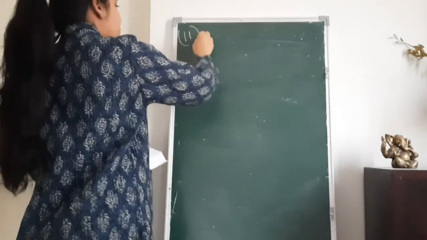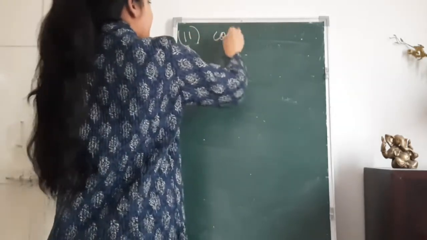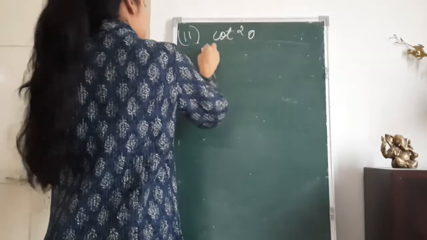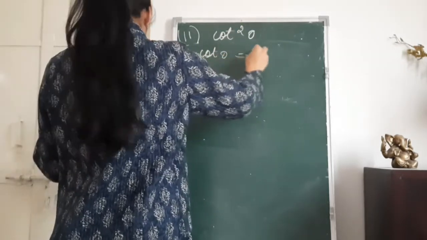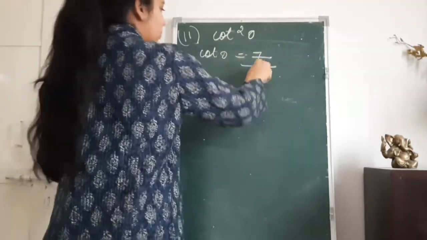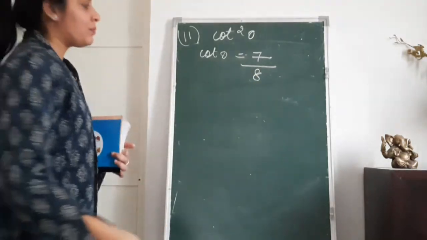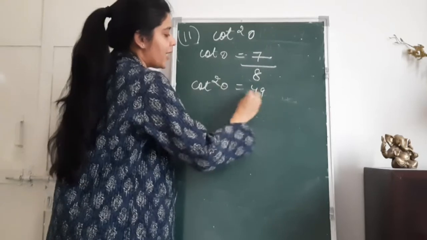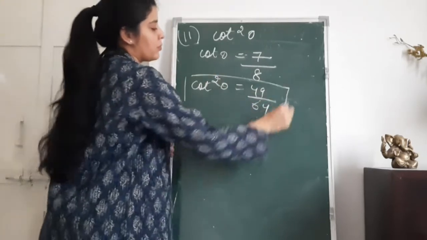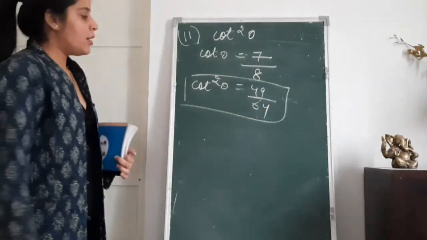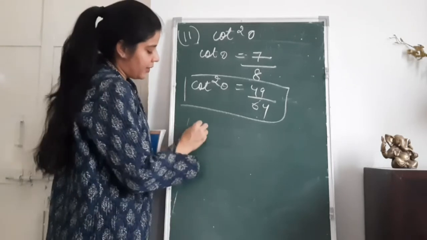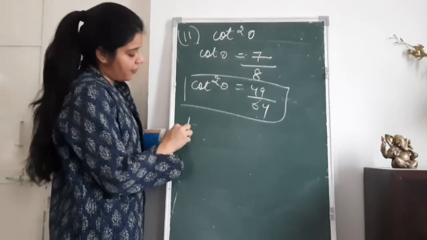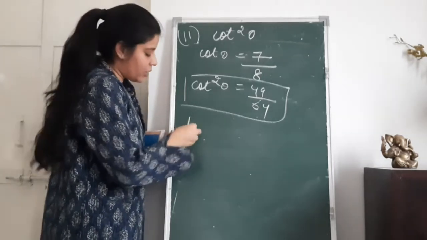That gives me what? Cot squared theta. If cot theta is equal to 7 upon 8, then cot squared theta is going to be equal to what? 49 upon 64, right? Now let's pause for a moment. What we have here is that our first and second parts are equal.